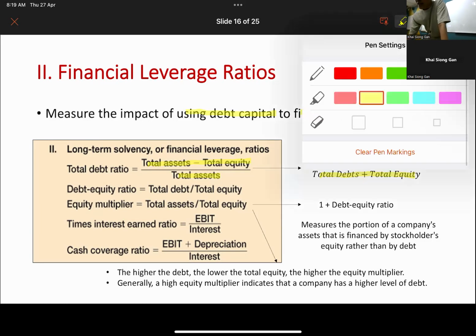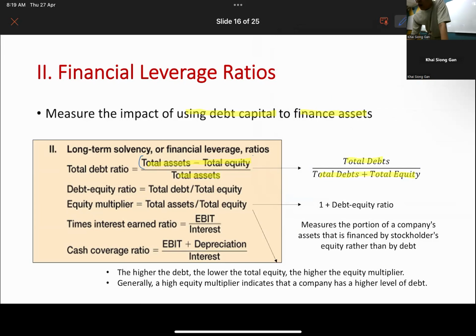Now, why is the formula like this? Because you see the numerator part over here, remember the formula: assets equal liabilities plus equity. So if I were to find debt, debt is liability. So how do I get liability? Liability equals asset minus equity. This is why you use total assets minus total equity. So basically the upper part is referring to total debts. Or alternatively, why is it total debts plus total equity here? Because this is liability plus equity, which equals the total assets. It's the same thing. I'm just playing around with the words.